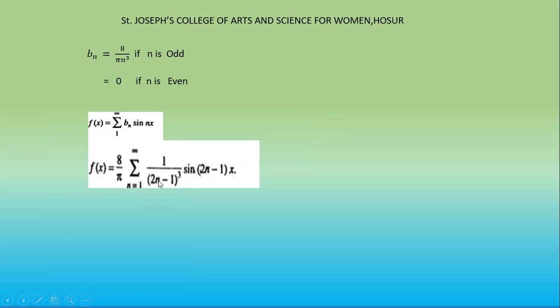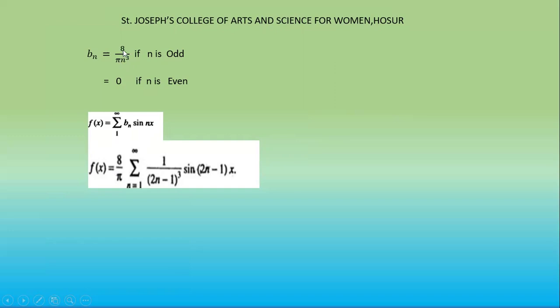When I put n is equal to 1, we will get 2 minus 1, 1. When I put 2, we will get 4 minus 1, 3. So we will get odd numbers here. Instead of n odd, I am putting 2n minus 1, so we will get only the odd numbers. 8 by pi I am writing as it is. Summation is for n, n is equal to 1 to infinity, and 8 by pi does not have any n terms, so it is constant. So I am taking this 8 by pi outside the summation.